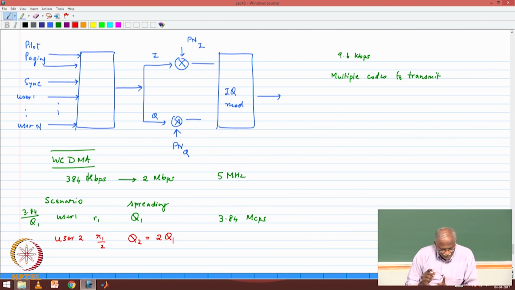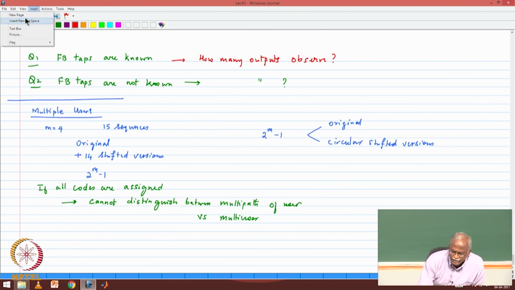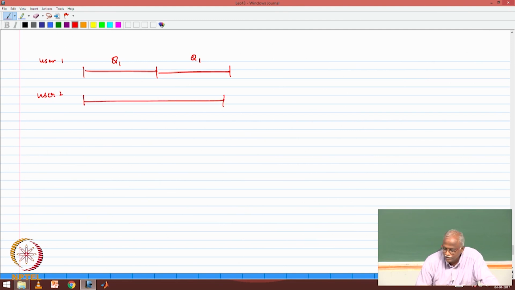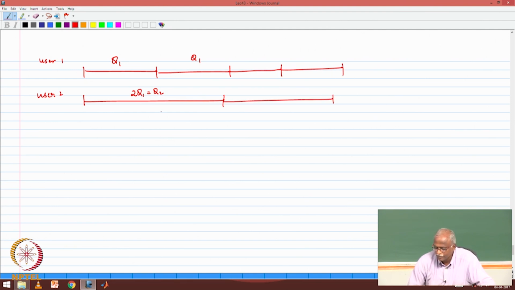Okay. So here is the challenge that we have, and I will just tell you the answer and then build on it in the next lecture. User 1 says I am going to spread my data using a spreading factor Q1. Now user 2 says my symbol is going to require 2 Q1, which is equal to Q2. So in the time that user 1 transmits 2 symbols, user 2 transmits only 1 symbol. So basically his spreading is different.